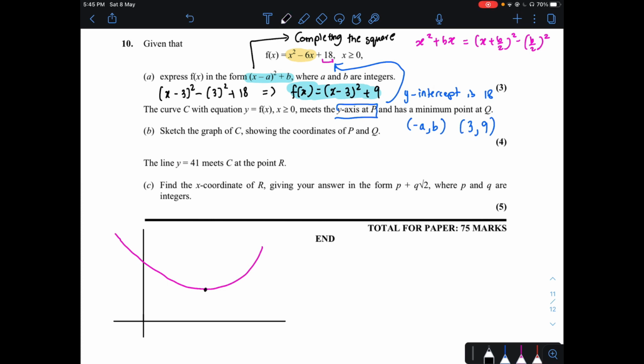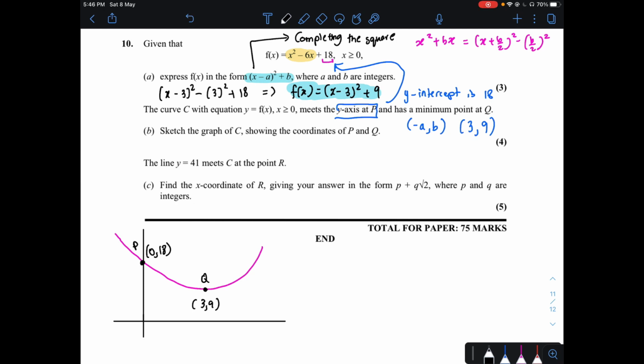So the minimum point here would be 3 and 9. That will be our point Q. And our y-intercept would be x is 0, y is 18. That's our point P. So these are our 2 points. That's the 4 marks: 1 mark for P, 1 for Q, 1 mark for the shape, and 1 mark for the vertex being in the same quadrant, so all of the shape being in the positive quadrant.